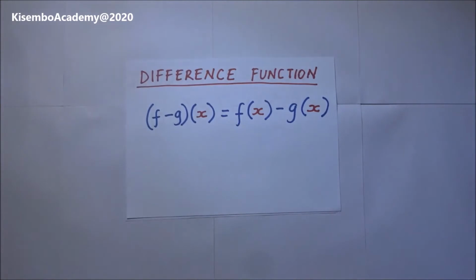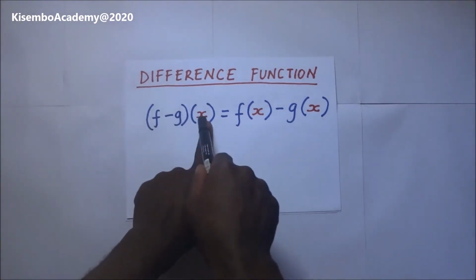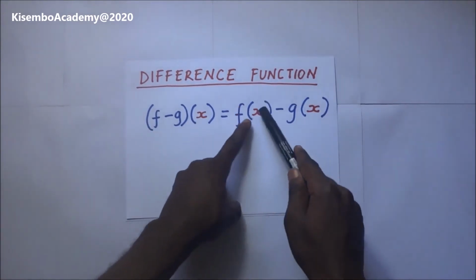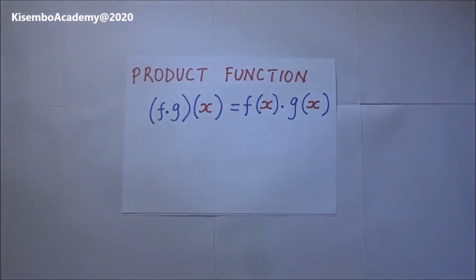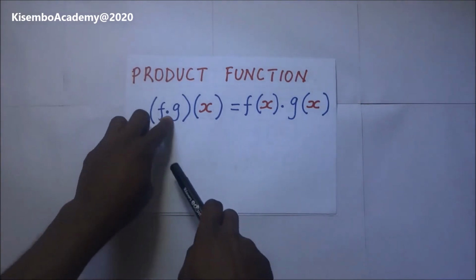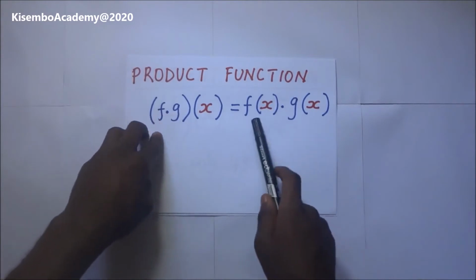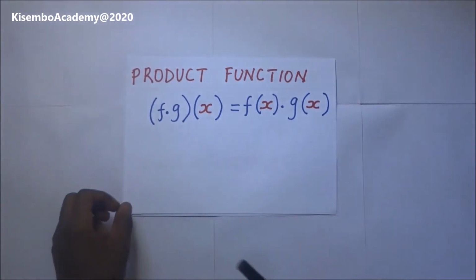Then we have what we call the difference of functions. Here we are subtracting the functions: the function f minus function g, where x is the input. This is one way of representing it. This is the same as saying the function f where x is the input minus the function g where x is the input. We can also combine functions by multiplying them, and in this case we are talking about the product of functions. The product is represented by a dot, f dot g, where x is the input variable. This is the same as saying f of x dot g of x. In this case we are multiplying the functions.